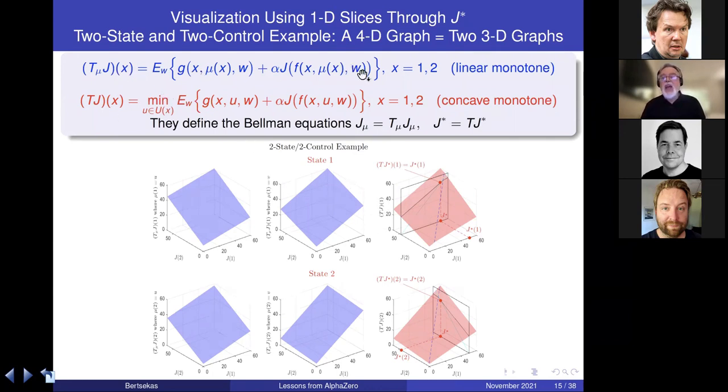Okay, blue stands for the mu operator, and red stands for the min operator. Here is the T mu operator, and it has two components, one for state one and one for state two. And I'm showing these components here for state one and for state two. And this is linear and monotone, and this is concave and monotone. So for state one, there are two controls here.